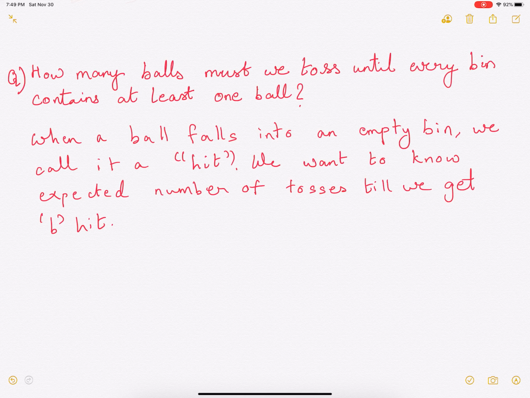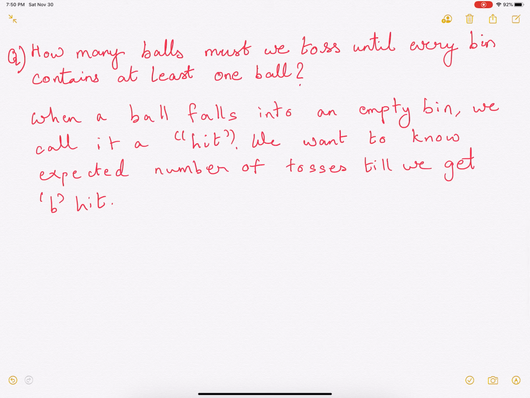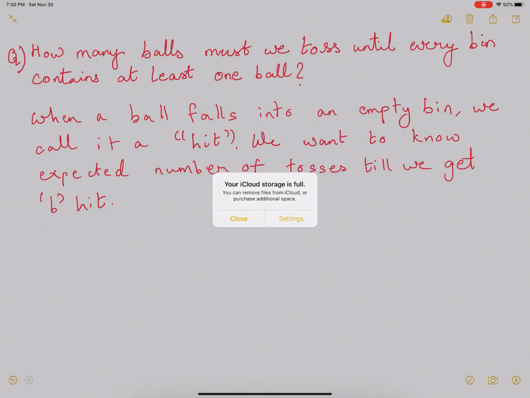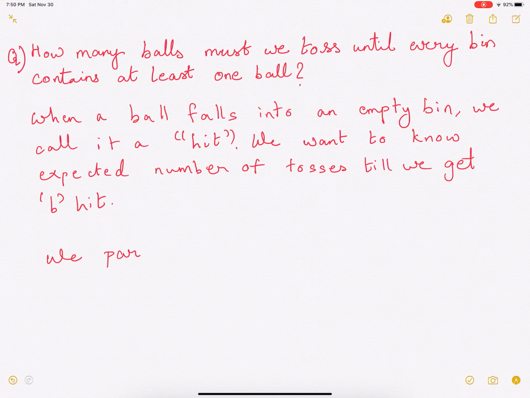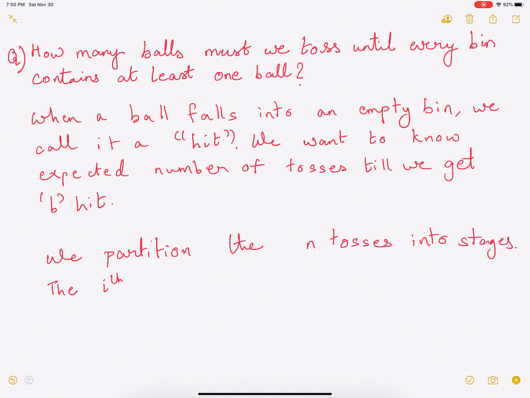Now, this particular problem that we are going to solve here is the coupon collector's problem. I'll describe later why it is called so. To solve this question, we are going to partition the n tosses into stages. Now let's define what the ith stage is.